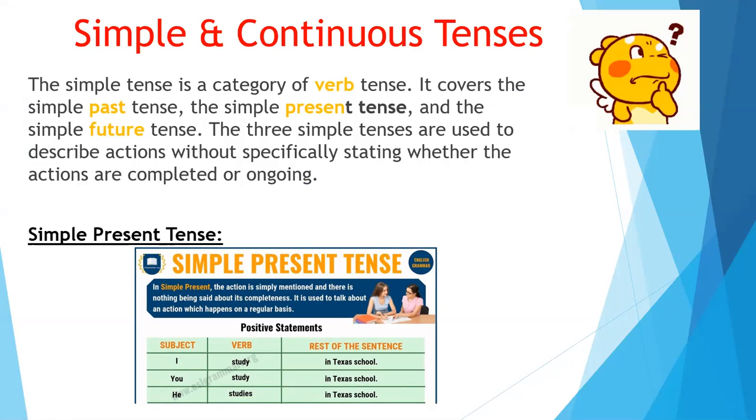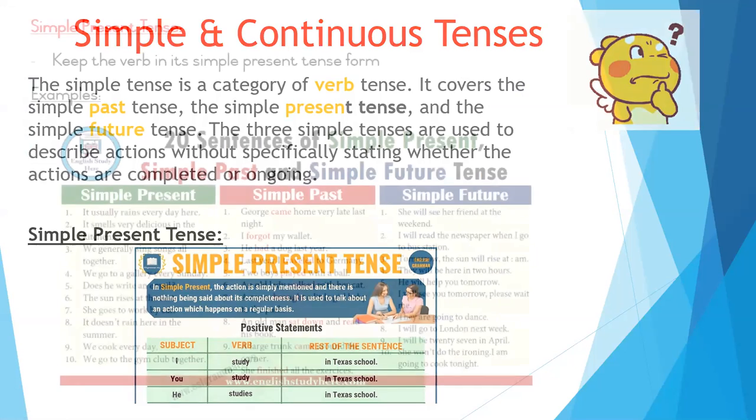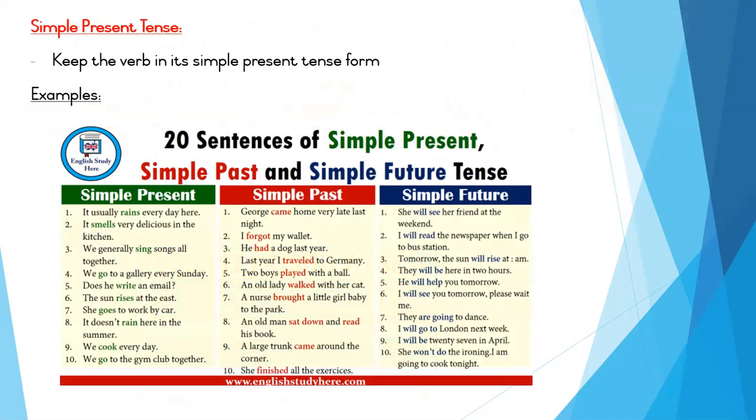So that's the simple present tense. Present tense means it's happening now, and simple, the verb usually stays as it is. Keep the verb in its simple present tense form. Here are a few examples. Ignore the simple past and simple future for now. It usually rains every day here. So the verb rain stays the same. It smells very delicious in the kitchen. There are a few examples.